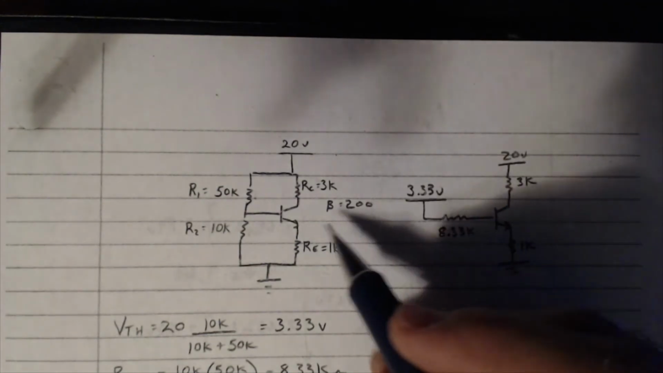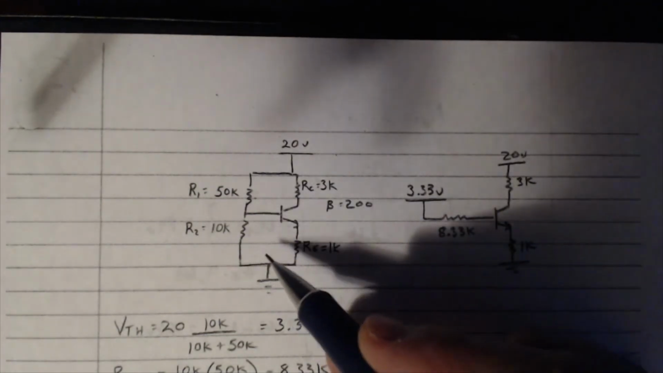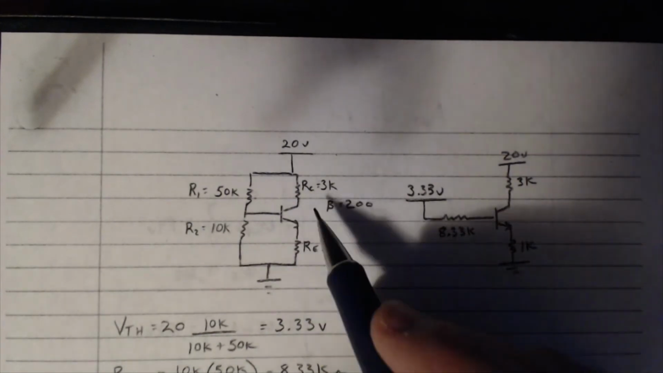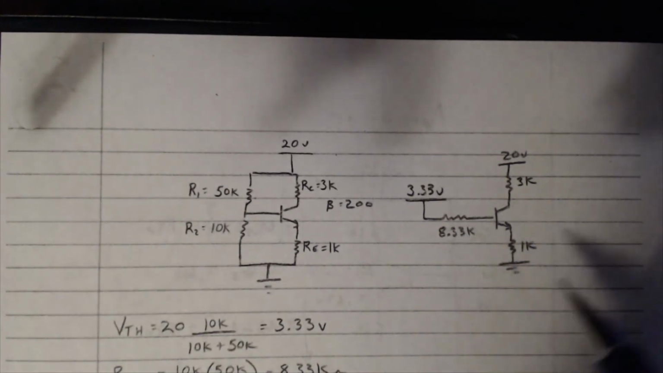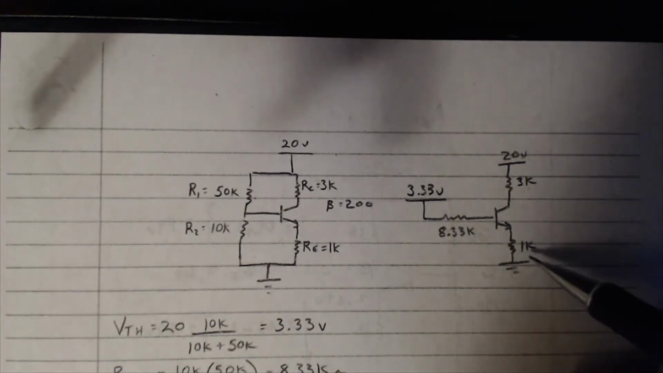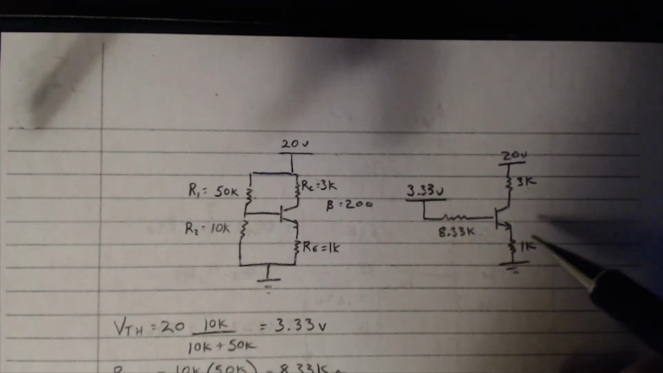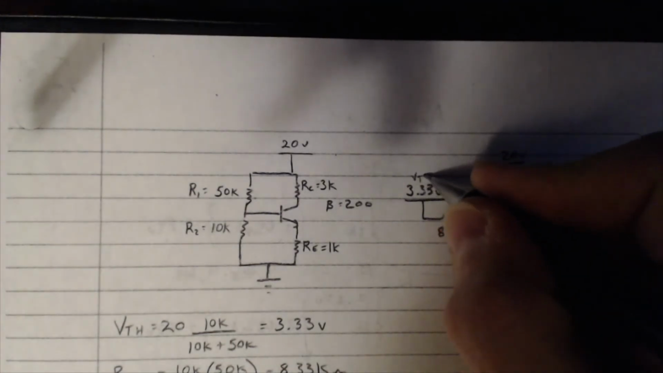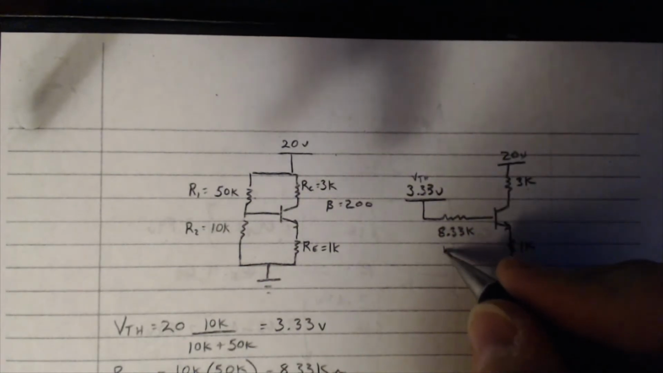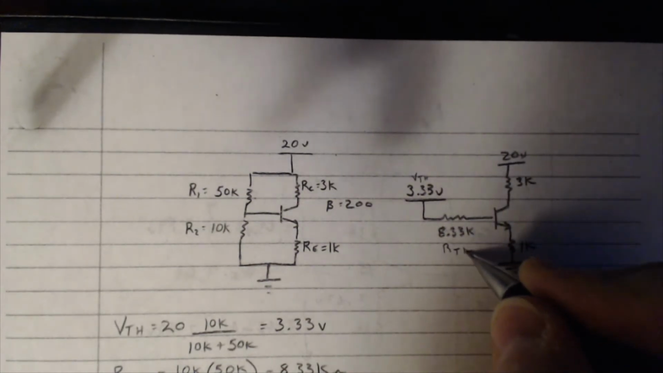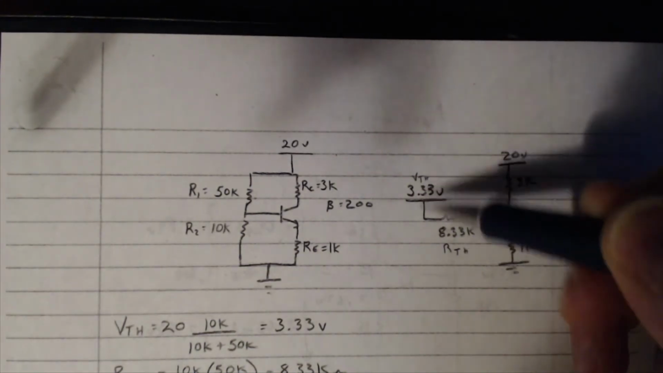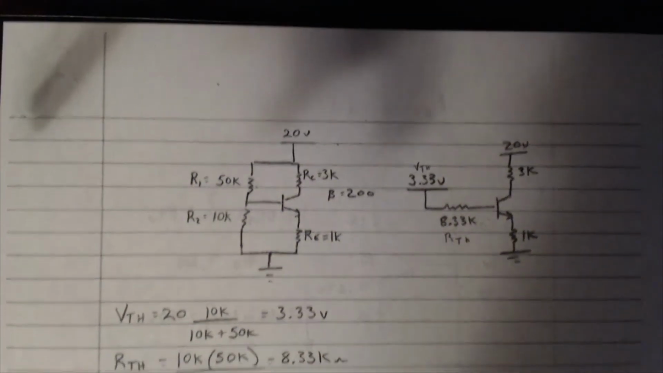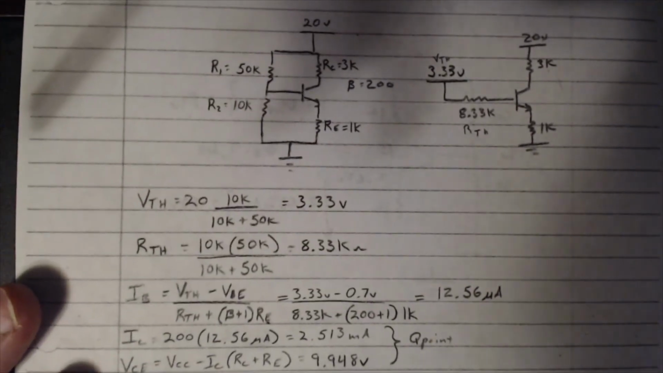Okay, now to solve this, we're going to use that Thevenin technique. So what we need to do is turn this circuit into this circuit. Notice everything stays the same, 20 volts, 3K, 1K, our transistor's in the same place. But here we have VTH, and here we have RTH. So we need to figure out the Thevenin voltage and the Thevenin resistance. We find those two, and we now have a circuit that we can solve. So let's step through that.